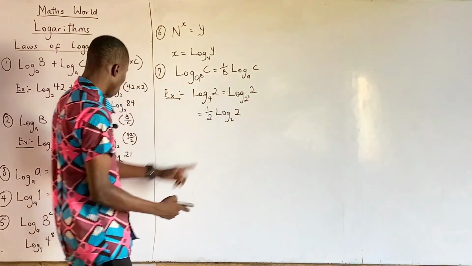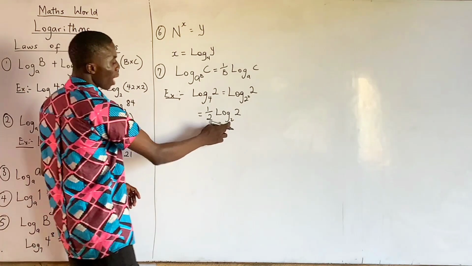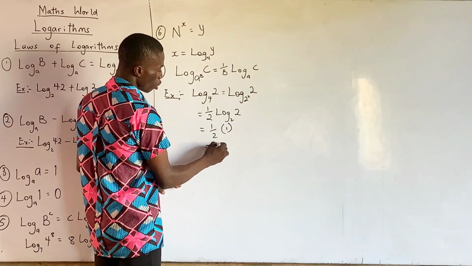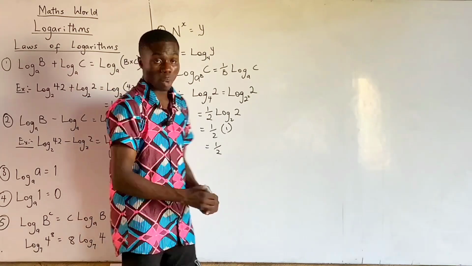But remember, log 2 base 2 is 1. So 1 times a half will become a half. That's how you solve questions on this.